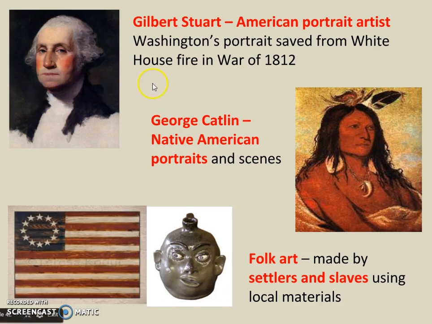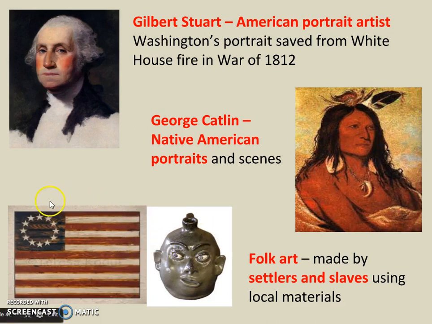where Dolly Madison and her servants helped rescue this and several other works of art from the White House before they could be destroyed. So that's why we have this painting. Another artist was George Catlin, and he painted Native American portraits and scenes. And then, of course, we have folk art made by just regular old folks, settlers, and slaves using local materials.